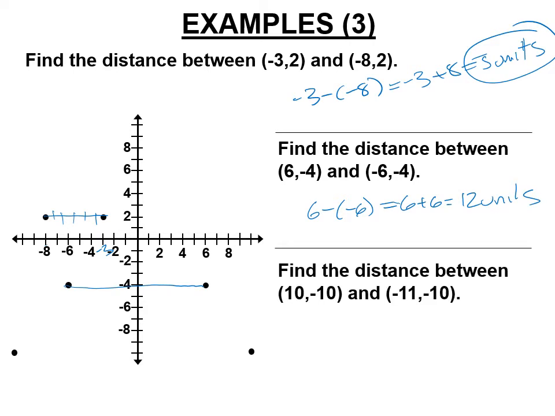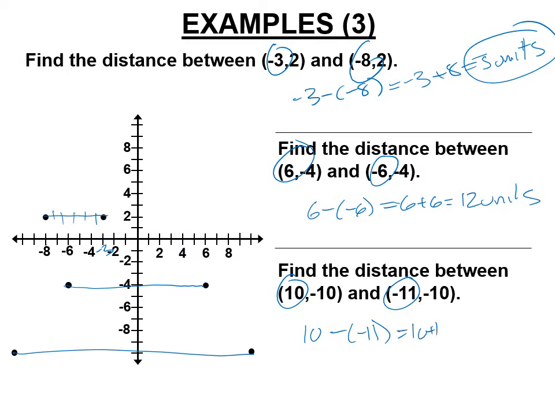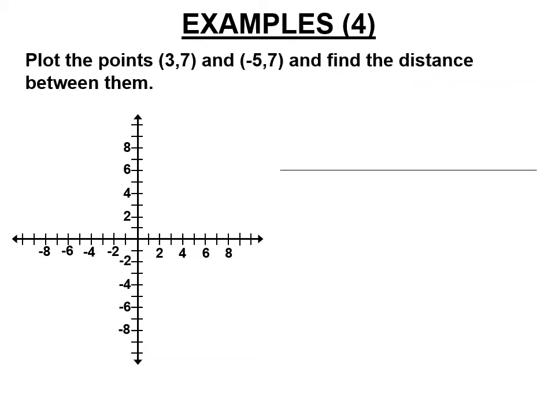Now we have 10, -10, and -11, -10. So we're going to do 10, right? We're always subtracting the x-coordinates for a horizontal distance. 10 minus -11, same as 10 plus 11. They are 21 units apart. Okay, that's horizontal distances, flat.